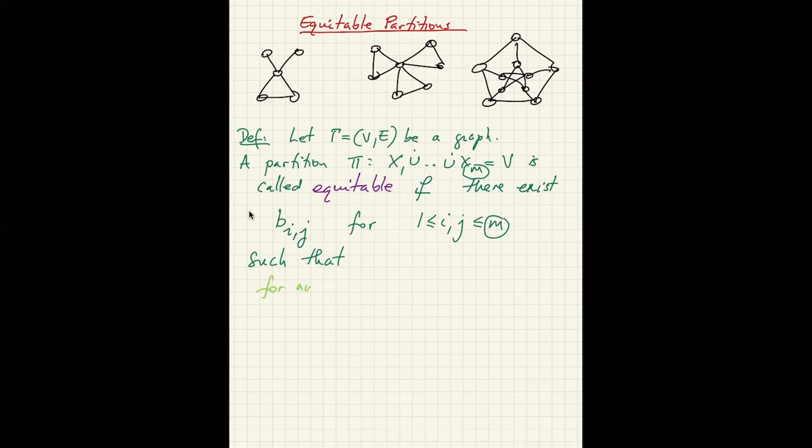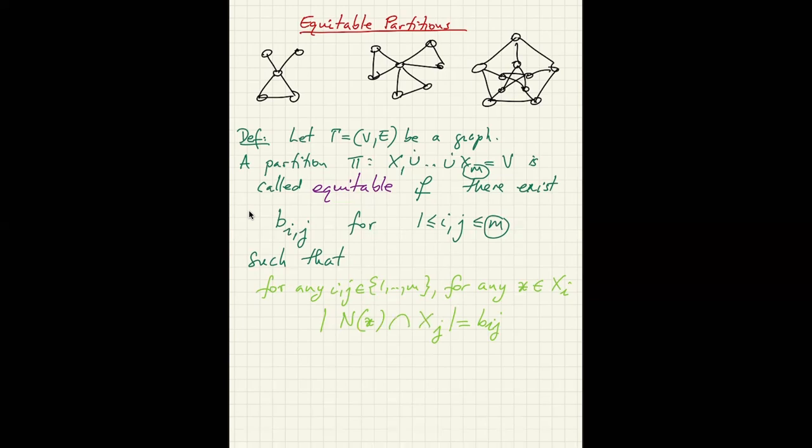For any i, j in the set 1 to m, and for any x in the set Xi, the number of neighbors of x, let me call N(x) the set of neighbors of x, the number of neighbors of x that live in Xj equals this number bij. So let me draw a picture so that you can see what happens.